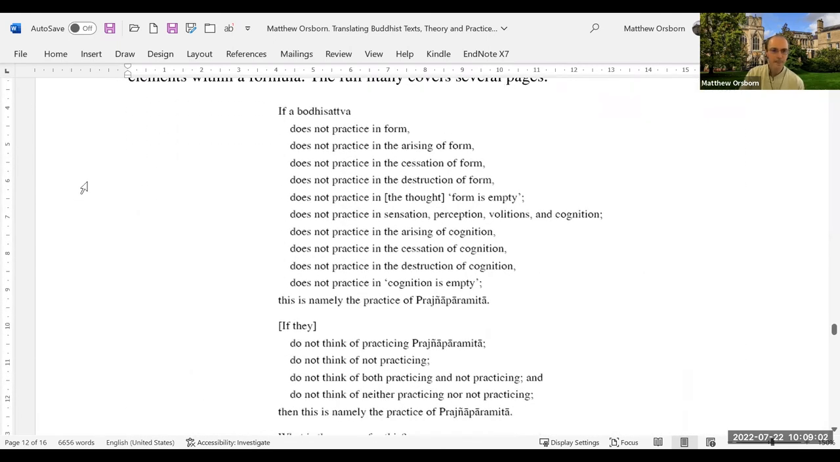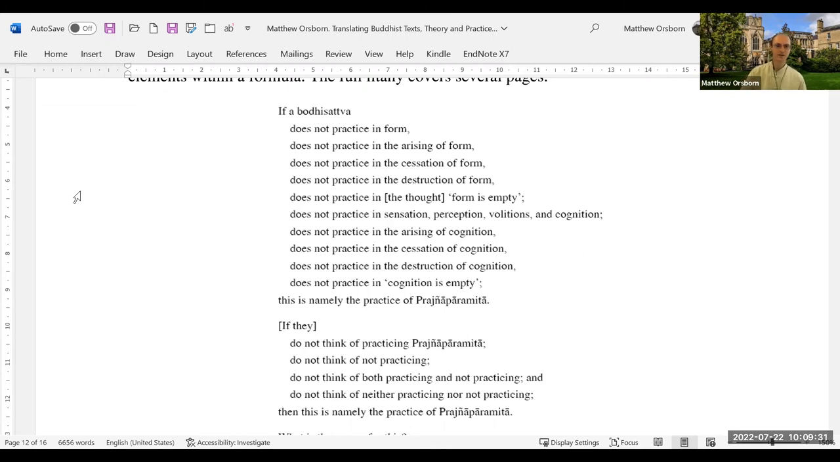The next one: if a bodhisattva does not practice in form, does not practice in the arising of form, does not practice in the cessation of form, does not practice in the destruction of form, does not practice in the thought "form is empty," does not practice in sensation, perception, volition, cognition, does not practice in the arising of cognition, does not practice in the cessation of cognition, does not practice in the destruction of cognition, does not practice in "cognition is empty," this is namely the practice of prajna paramita.